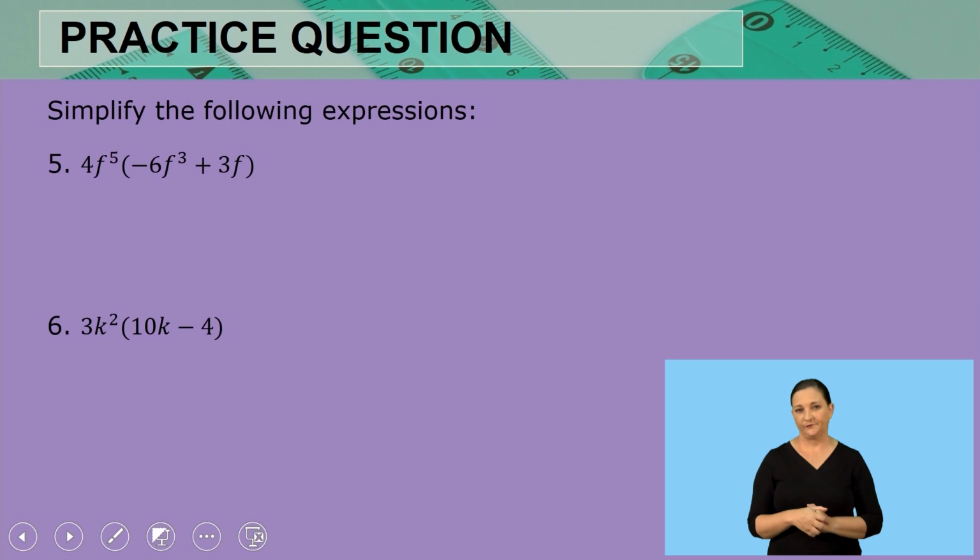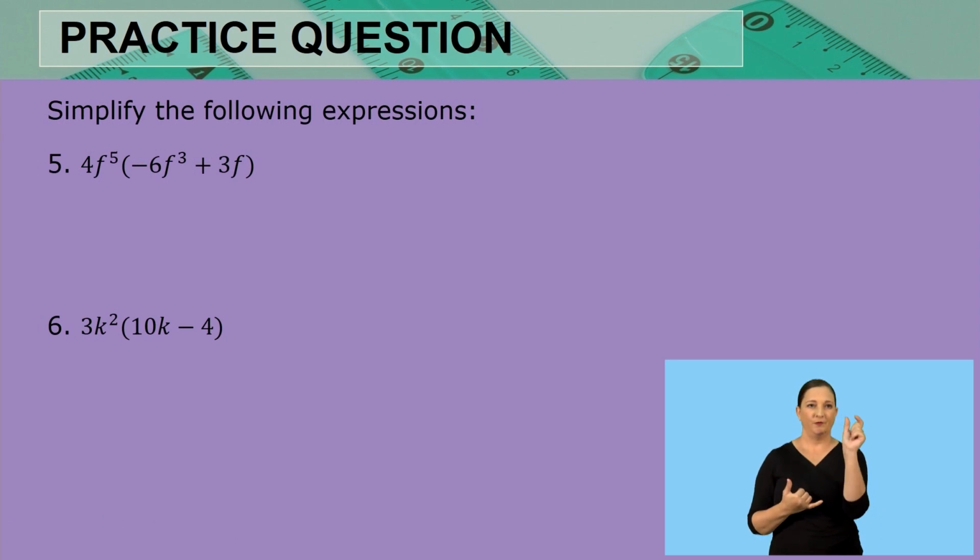Number 5, we have there a non-constant monomial multiplied by a binomial. So we are going to remember that distributive property, because this number outside is going to be distributed with each of the terms inside the bracket. So we are going to multiply.